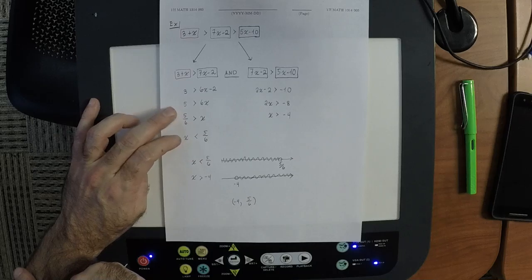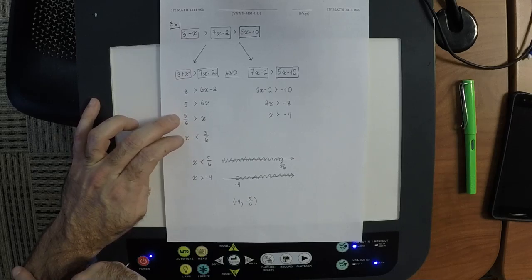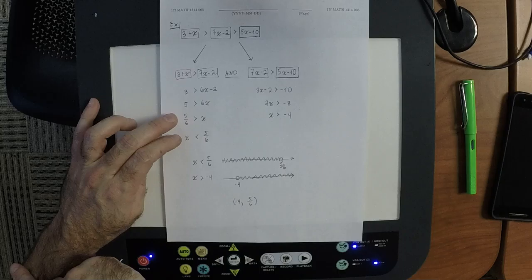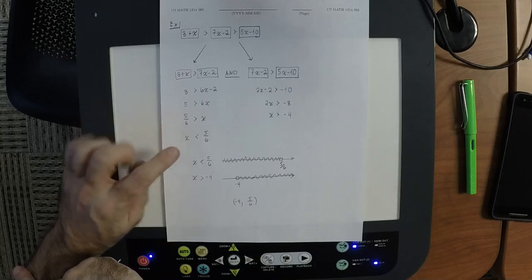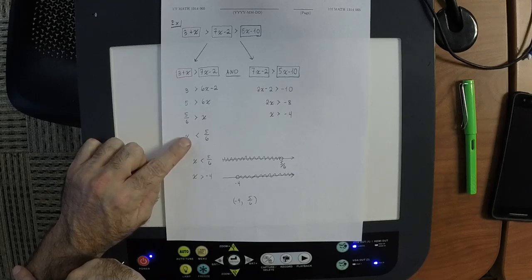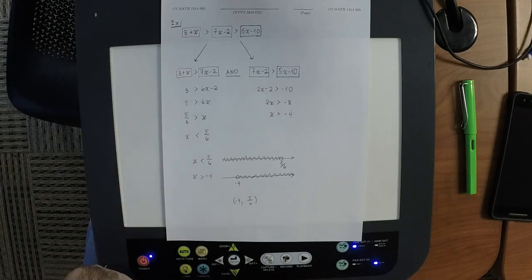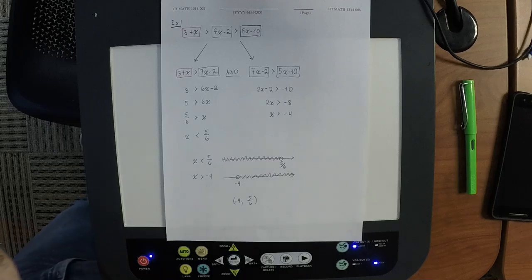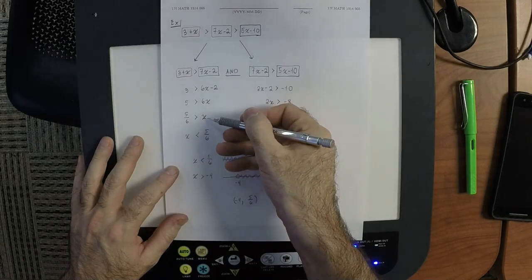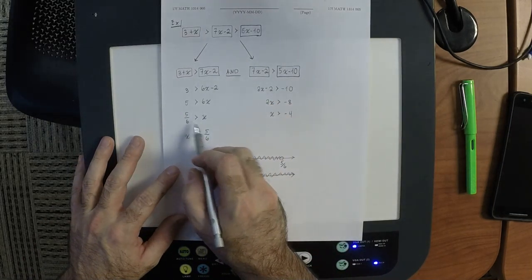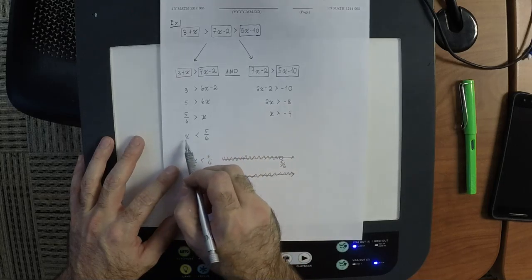Well, these two statements right here are identical. But it's just my observation that students seem to do better, seem to respond more accurately when you write the x on the left. I can only speculate as to why. I try to figure out what's going on in everyone's head, but that one is a mystery. For this one, it looks to me like, well, 5/6 is bigger than x. So x must be smaller than 5/6.